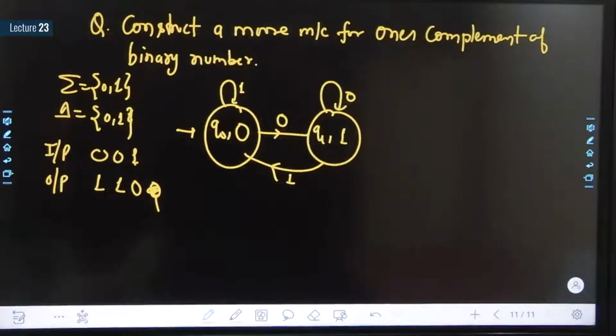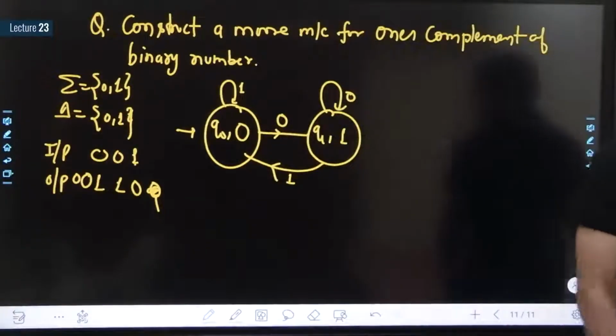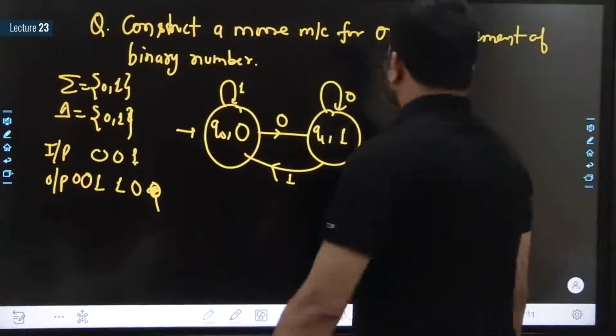If I add any number of zeros in the MSB, there is no change. There is no change. Clear? Next.